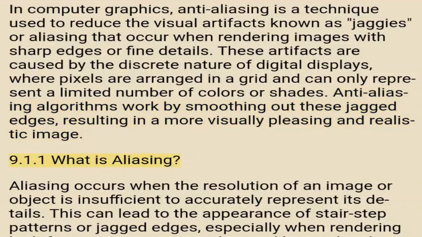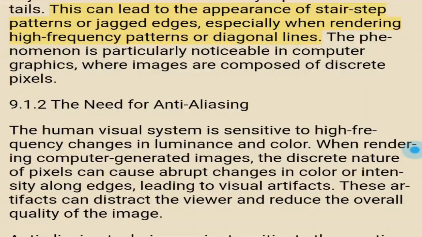9.1.1 What is aliasing? Aliasing occurs when the resolution of an image or object is insufficient to accurately represent its details. This can lead to the appearance of stair-step patterns or jagged edges, especially when rendering high-frequency patterns or diagonal lines. The phenomenon is particularly noticeable in computer graphics, where images are composed of discrete pixels.